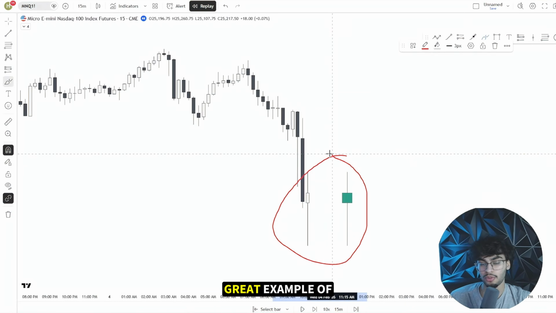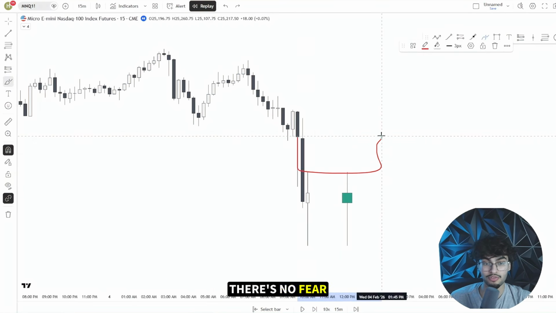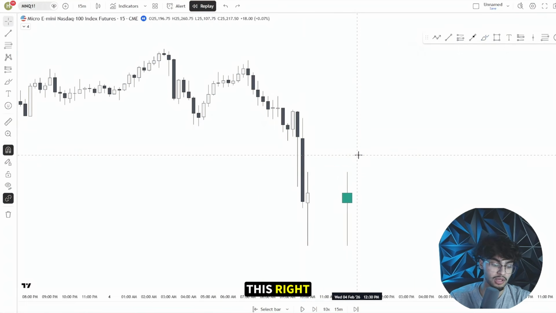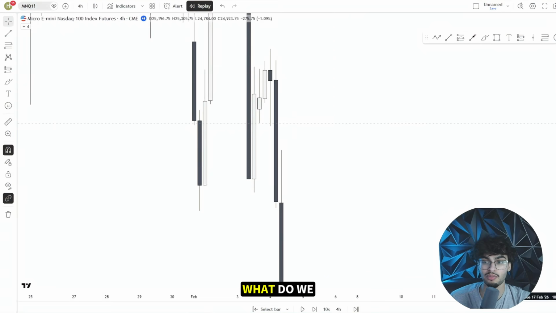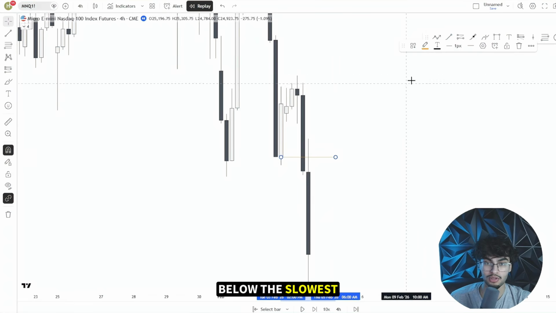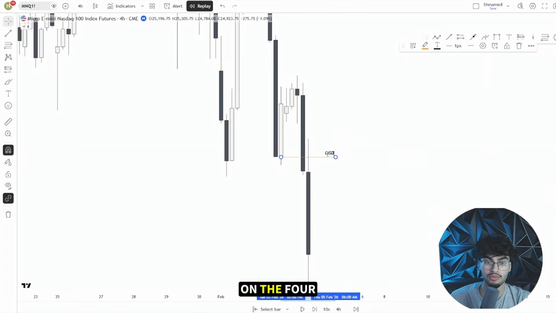This is another great example of the 10 a.m. AMD model. Now you guys might be wondering, there's no fair value gaps here again, but how can we actually take a trade off this? On the hourly time frame, we don't have anything either, but on the 4-hour time frame, what do we have? We have a significant candle body closure below this low. This is a change in the steady delivery, and our higher time frame order block on the 4-hour chart.